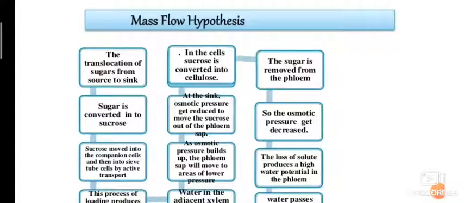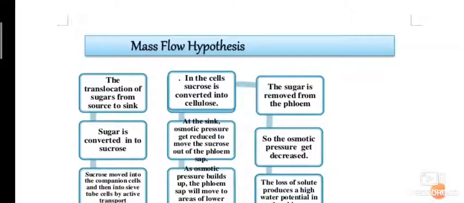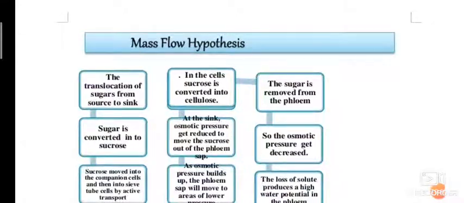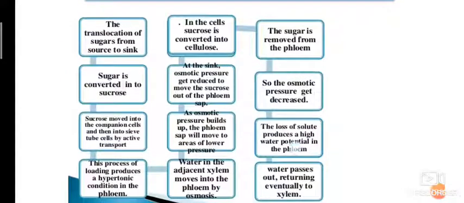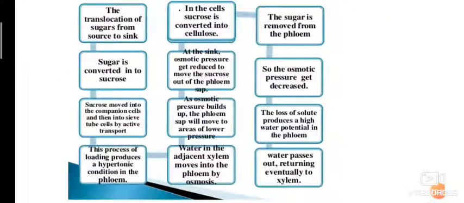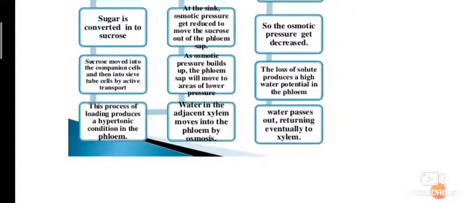At the sink, osmotic pressure gets reduced to move the sucrose out of the phloem sap. In the cell, sucrose is converted to cellulose. The sugar is removed from the phloem, so the osmotic pressure decreases. With the loss of solute pressure, there is a high water potential in the phloem. Water falls out and returns eventually to the xylem.